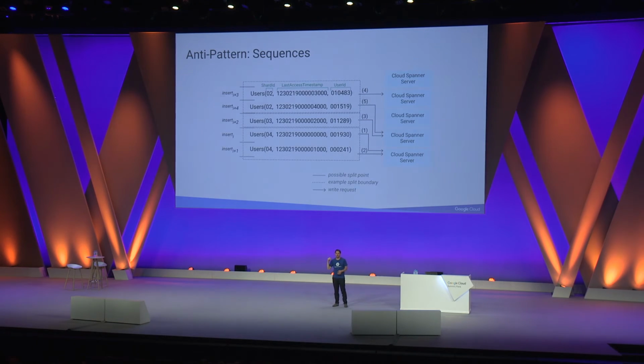As an example here, again, same table as we saw before. We have our last success timestamp, we have our user ID, and we just add in front of it a sharding ID. By adding this sharding ID, now we can actually distribute the load of inserts or updates on these rows across multiple splits, and you're not hotspotting on a split.